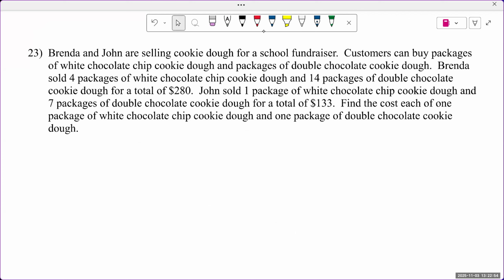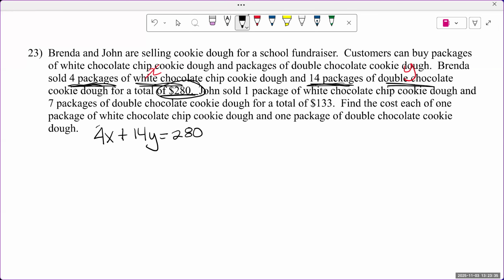Okay. Brenda and John are selling cookie dough. 4 packages of white chocolate chip and 14 packages of double chocolate give you a total of $280. So the white chocolate chip we're calling x, the double chocolate we are calling y. Do you see the equation? 4x plus 14y. Is that an equation? Not yet. I need something on the other side of the equal sign. Is equal to 280.